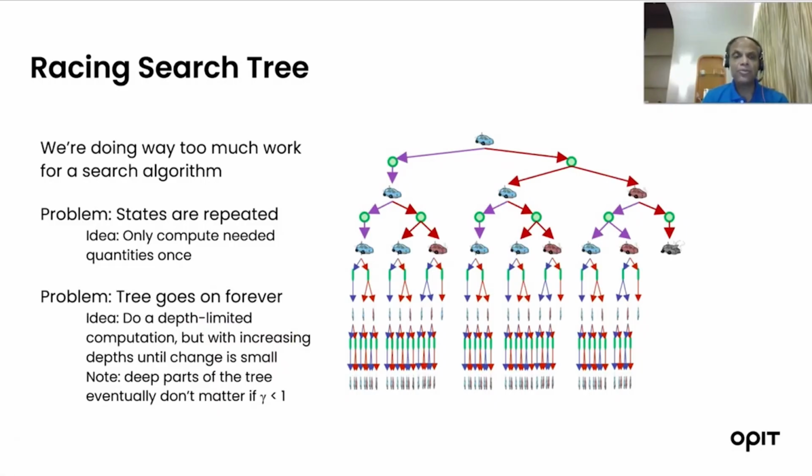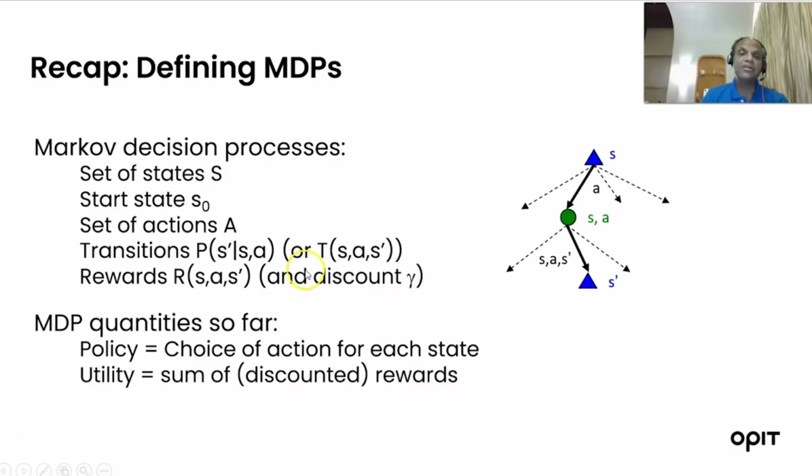If we do a depth-limited computation but with increasing depths until the change is small, that would work. But the deep parts of the tree don't matter if gamma is less than 1. So basically, a search tree is not very efficient in this case. That's why we have to use Markov decision processes in this scenario. We will look at how Markov decision processes solve this problem in our next section.